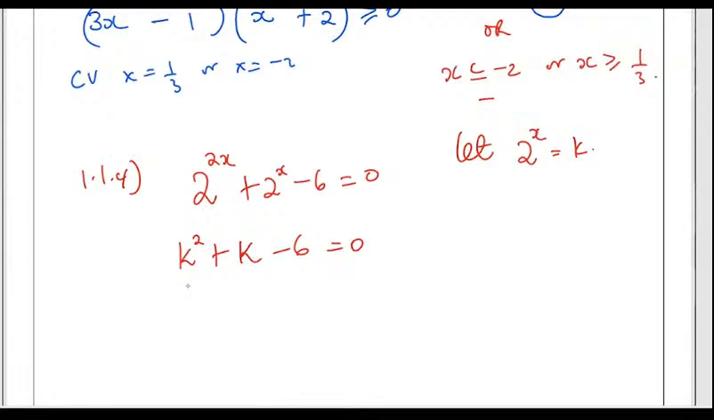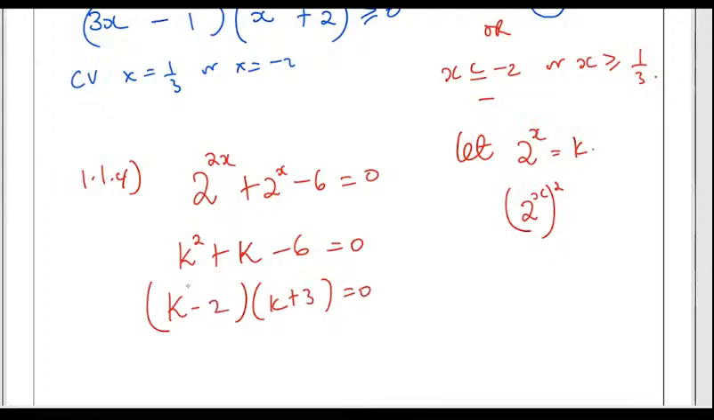Someone asks, how is this a k squared? Remember, we're having something like a 2x and then squared. That's how we come up with a k squared. So factor this out. We're going to have a k, we're going to have a k. This is going to be minus 2 and plus 3. So either k is 2 or k is negative 3. But remember, the question is not asking for k.